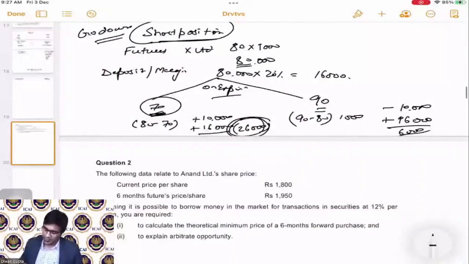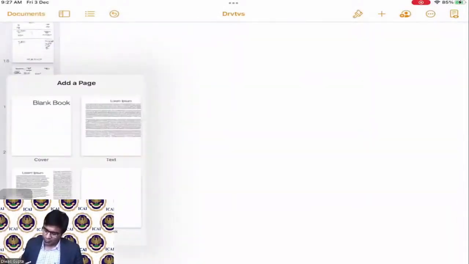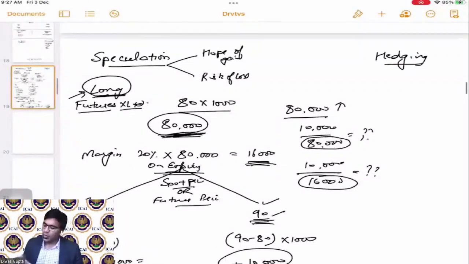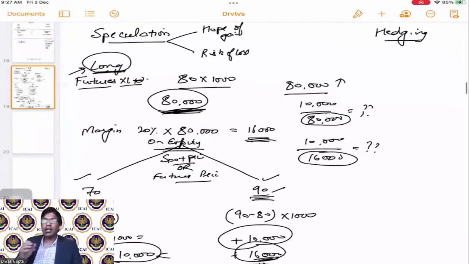Now coming to hedging. Speculation is clear to all of you because speculation is very simple, very easy. Speculation just uses the information available to gain, with a risk of loss, right? And there is only one way, there is only one exposure.